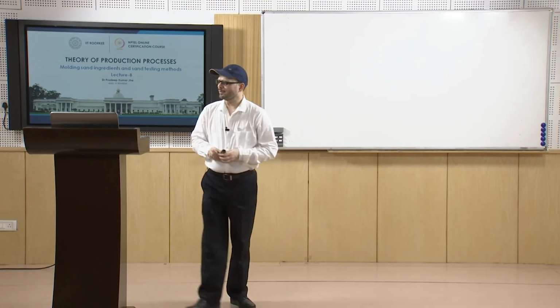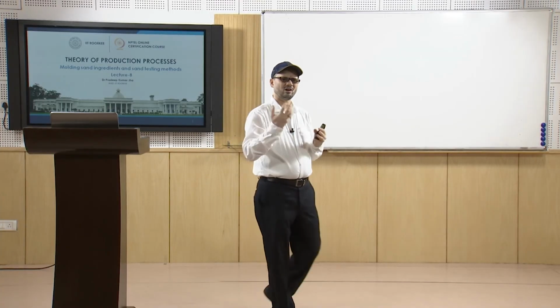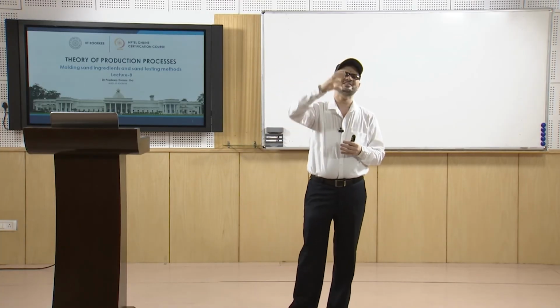So, suppose most of the grains are in 40, 50 and 70. Then certainly the grain fineness number will be close to 40, 50 or 70, depending upon how much sand is retained on these sieves.